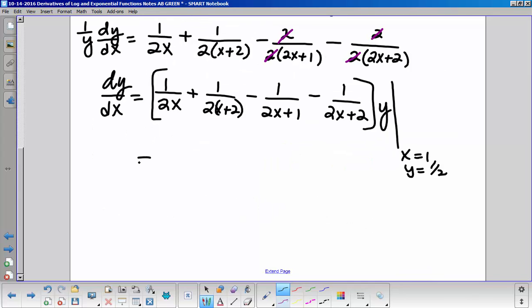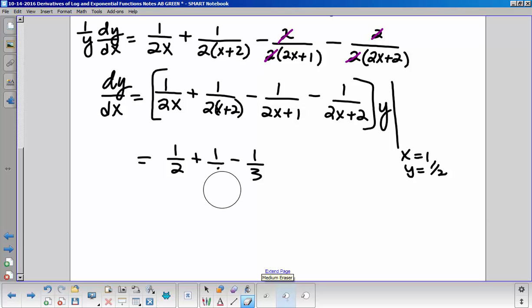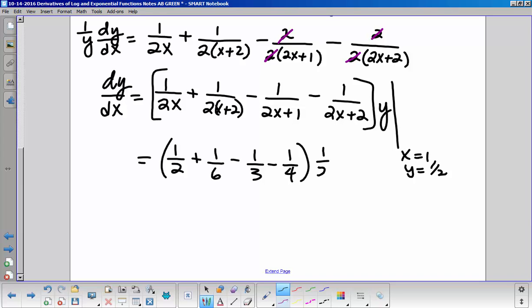So let's simplify that. What do we get? We get 1/2 plus 1/2 plus... isn't that 1/6, not 1/4? Because if you have 1 plus 2 is 3 times 2. Oh, yes. I should do my PEMDAS appropriately. Yes, 1/2 plus 1/6 minus 1/3, and then minus 1/4, all that times 1/2.